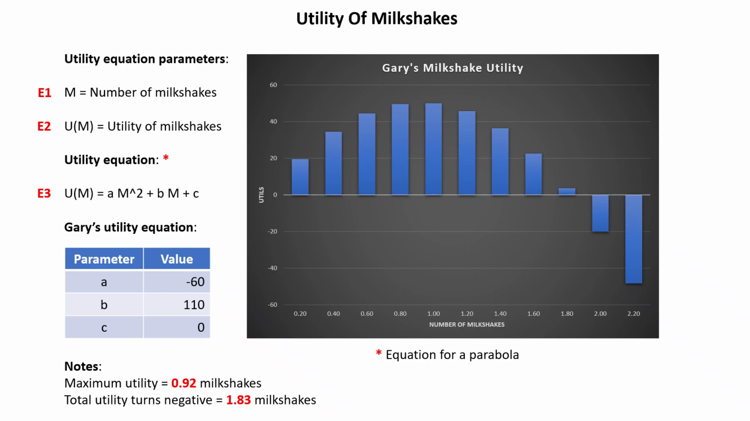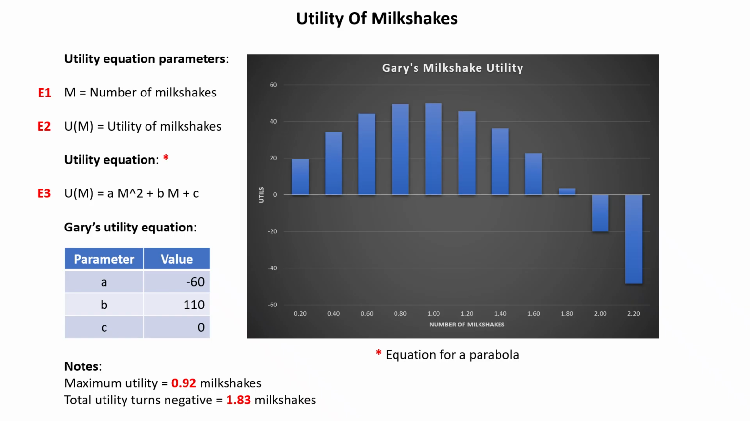So let's build a utility model for my love of chocolate milkshakes. If we go to E1, we'll define M to be the number of milkshakes. Then E2 is our utility model. This is the utility of M milkshakes. So now we need a utility equation.